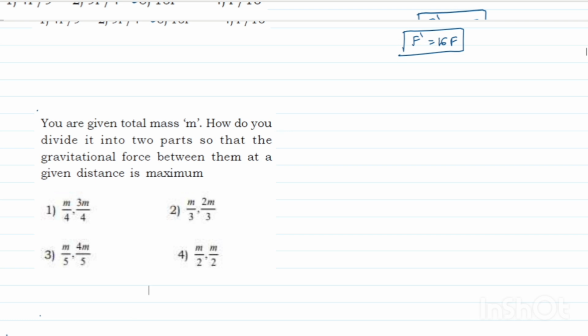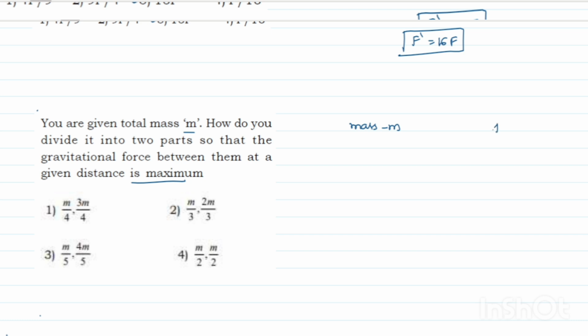Let us see the next question. You are given that the total mass is m. How do you divide it into two parts so that the gravitational force between them at a given distance will be maximum? So here a mass m is given, and you are going to divide it into two parts. Let us take an example, students.